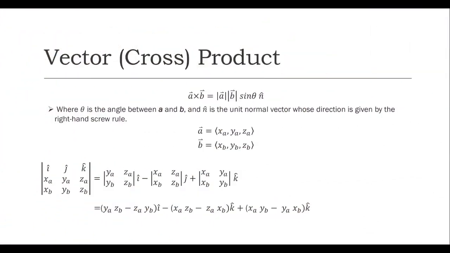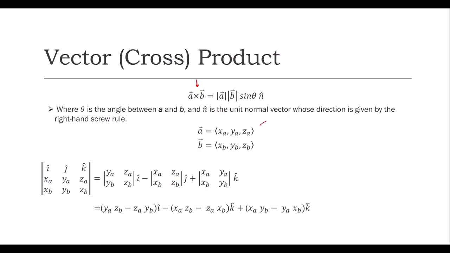So a vector or cross product is when you do A cross B, and that's equal to the magnitude of A times the magnitude of B times the sine of theta times the normal vector, where theta is the angle between A and B, and n is the unit normal vector whose direction is given by the right-hand screw rule, which we'll learn about in the following slide.